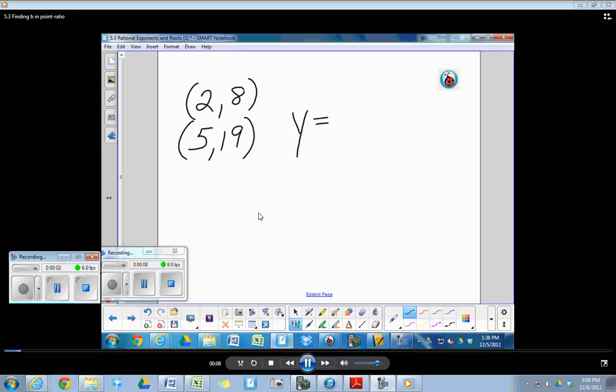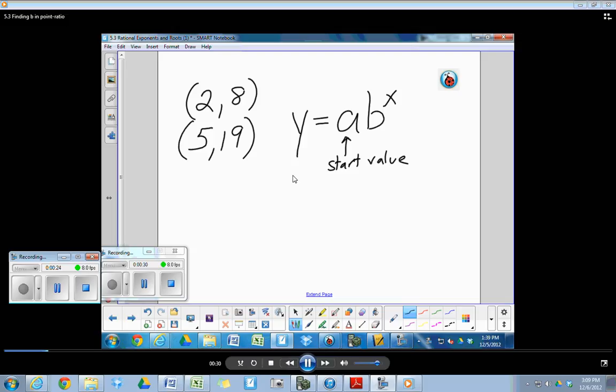Hi class, this is an example of point ratio form of an exponential function. What you see on the screen right now, y equals ab to the x, is the general form of an exponential, where a is the start value, b is the growth or decay factor, and x is the number of years or compounding or growth periods that you're going to have.